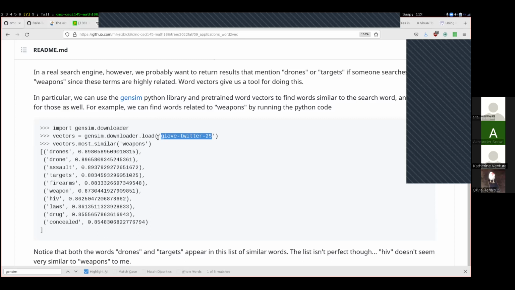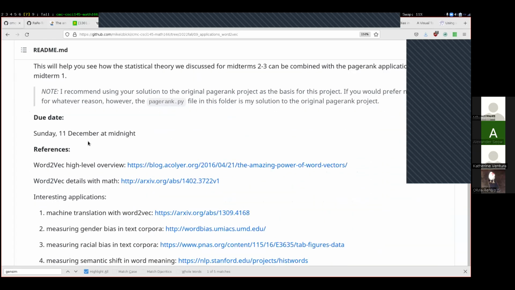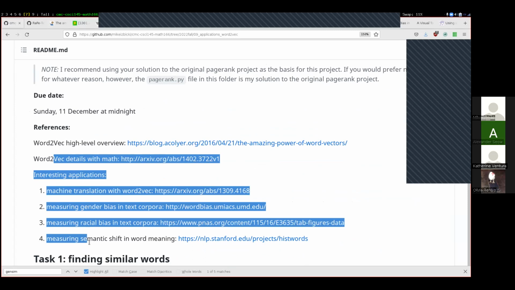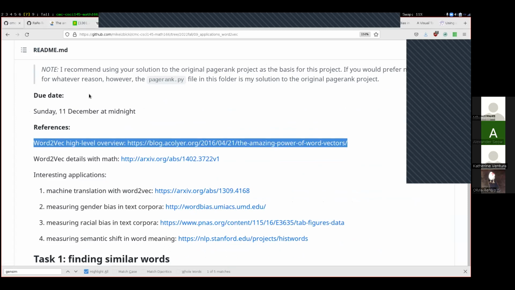Okay, then we're going to focus the rest of class today on this most similar function, what it's doing internally. And it is using this word2vec system. The main reference that you'll want to use, and that we'll be going over today, is this link right here. But there's a handful of other things as well that may or may not be interesting. And if we have time, we'll take a look at some of these other ones as well. But this one right here is the main reference.